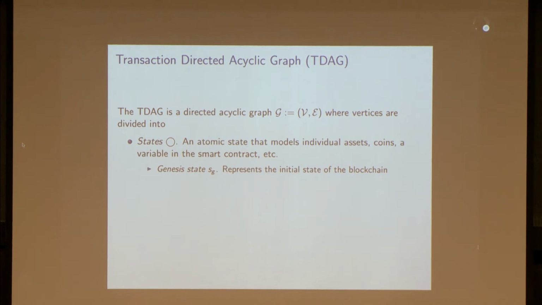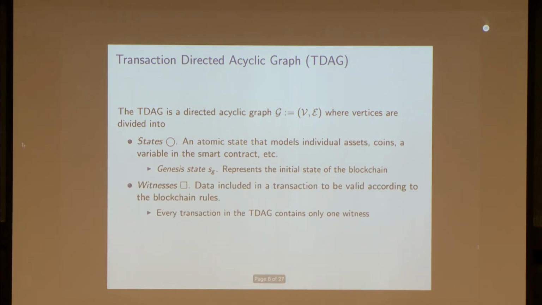Our TDAG is a directed acyclic graph composed of a set of vertices and edges, and the vertices are divided in two subsets. The first one is called states, and we denote them by this big circle. They represent an atomic state in the blockchain, for example, modeling individual assets or coins in Bitcoin, or a variable in a smart contract, and so on. And inside these states, we define a special one, which we call the genesis state. This represents the initial state that we have in every blockchain.